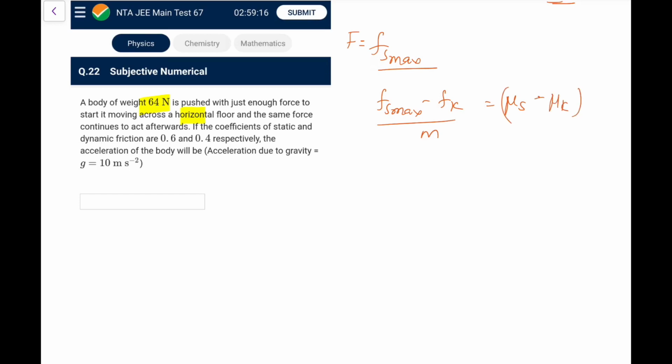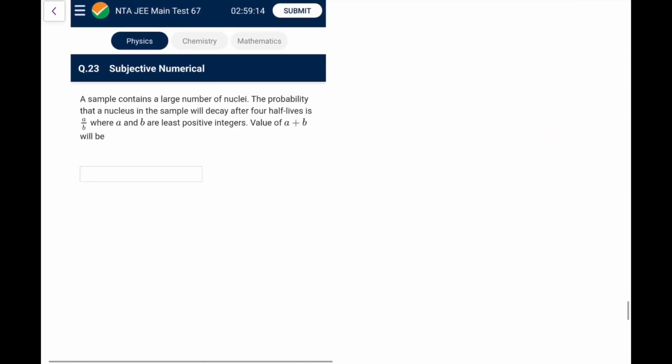This is a very important elementary question. So that is 0.2 into 10, that is 2 meter per second square. So you can directly go for this. This is the thing that is generally taught in the friction chapter everywhere.